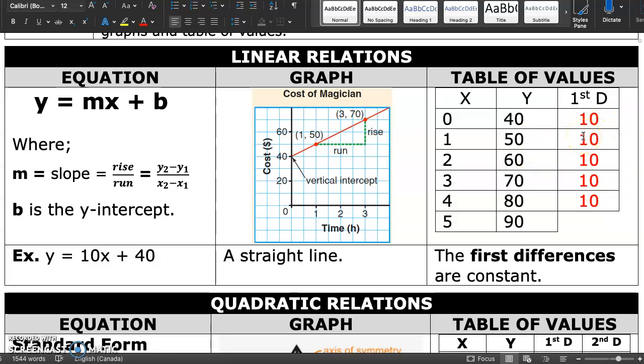And we're seeing that for every increment, in this case it's 1, for every increment that we move over, the rise is the same. That's what the first differences mean. And if each of the first differences are equal, then we have a constant rate of change, a linear relation.